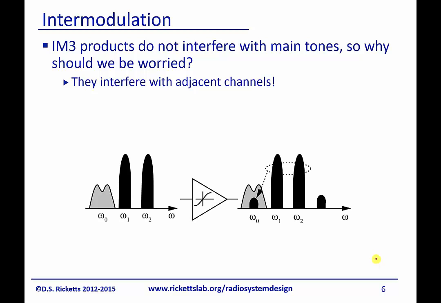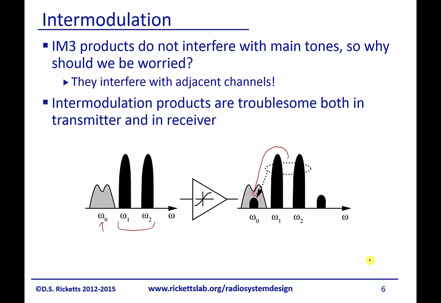And so here's a nice cartoon. If these are our two input signals, and this is our friend, omega naught, trying to transmit, if we have this intermodulation product, it will actually throw down and interfere right there on omega naught and disturb our friend as they're trying to happily communicate at omega naught. And so they're both troublesome for the transmitter and in the receiver.